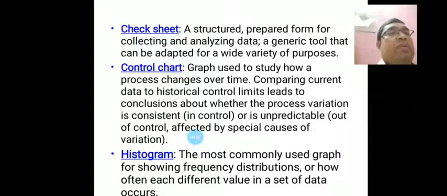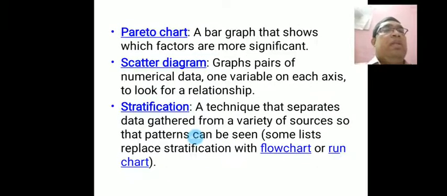Among Ishikawa's seven tools, besides the check sheet and the control chart, there is the histogram. This is the most commonly used graph for showing frequency distributions, that is, how often each different value in a set of data occurs. Another is the Pareto chart, a bar graph that shows which factors are most significant.